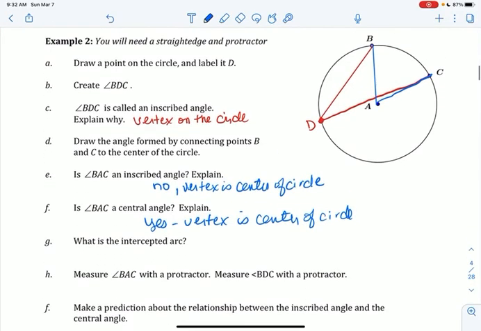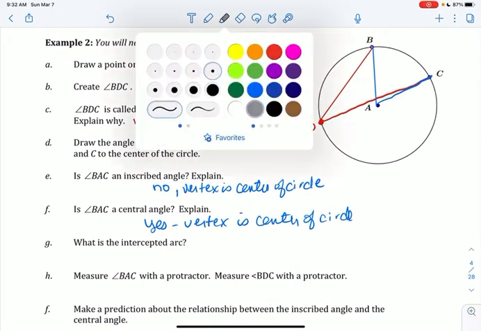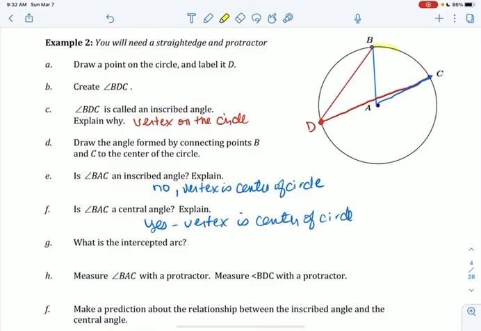What is the intercepted arc? Remember, for the intercepted arc, the beginning and the end of the arc match up with the sides of that angle. So the intercepted arc is actually arc BC. Okay, now I don't have a way to measure this with a protractor. I did it on my paper. So angle BAC, when I did it on my paper, was 75 degrees. And then I measured angle BDC with my protractor, okay? And angle BDC was 37 degrees.